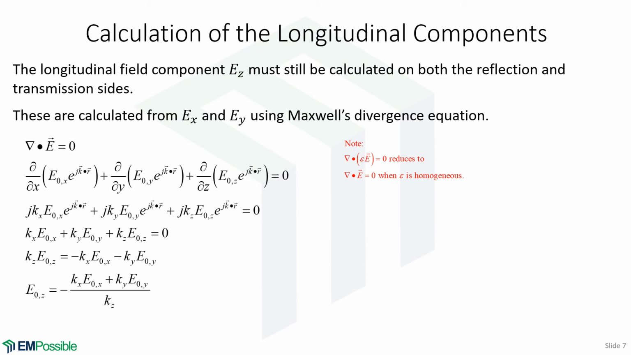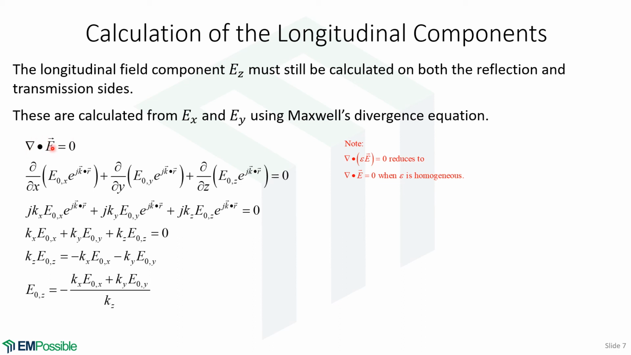At this point, however, we only have the x and y components of the electric field. In order to figure out what the magnitude of the field is, we need the z component. So how do we get that? Well, that actually comes from the divergence equation.